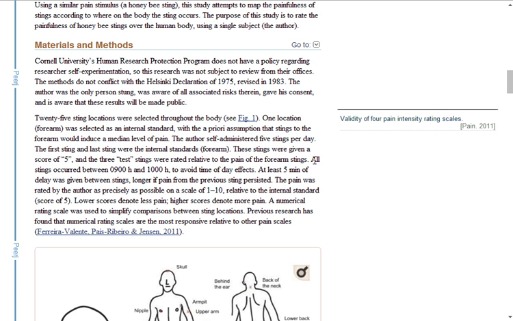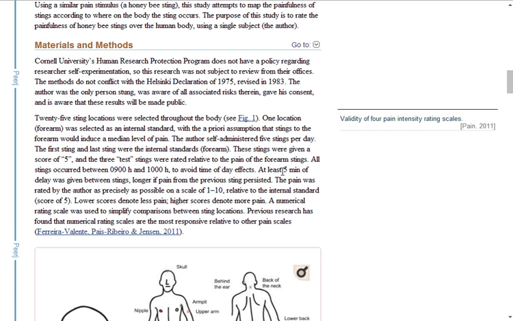But he's actually done a pretty good job trying to keep some other variables the same. All stings occurred between 9 in the morning and 10 in the morning to avoid time of day effects. Like maybe you're more or less sensitive to pain in the afternoon versus the morning. So we did all the testing at the same time. At least 5 minutes of delay was given between stings, longer if he could still feel the pain from the previous sting, because you don't want to change the results of the next one. And then the pain was rated by the author as precisely as possible.